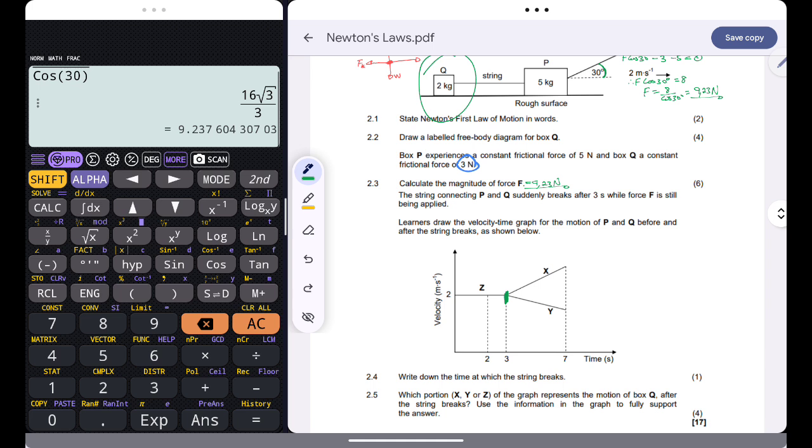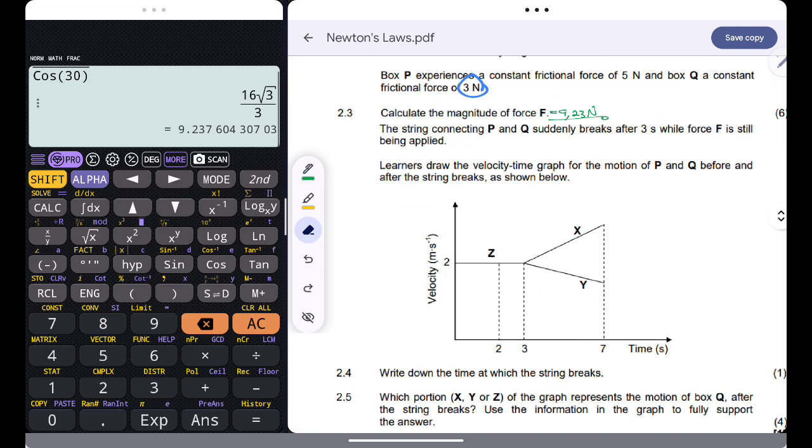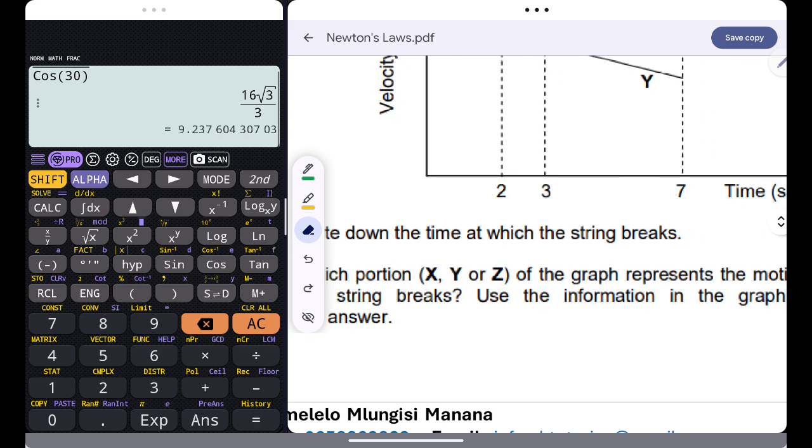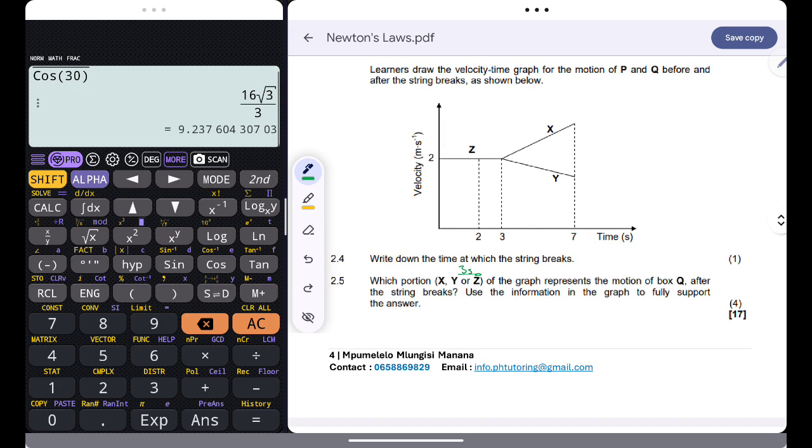How do I know that? Because now they won't be moving at a constant velocity of 2. The one's velocity will increase and the other one's velocity will decrease. Are you together? So at time 3 seconds, the two strings will break. And then, which portion X, Y, or Z of the graph represents the motion of box Q after the string breaks? Use the information in the graph to fully support your answer.